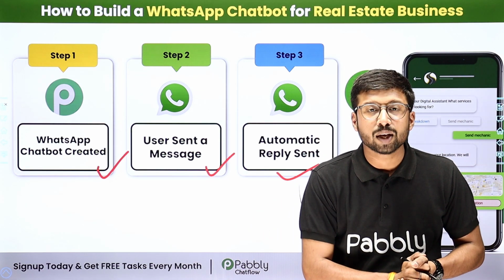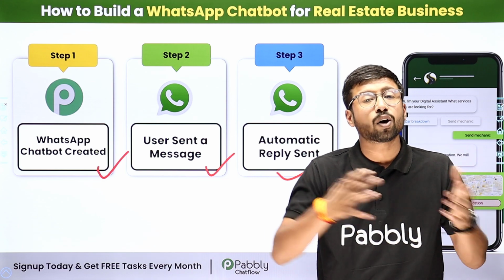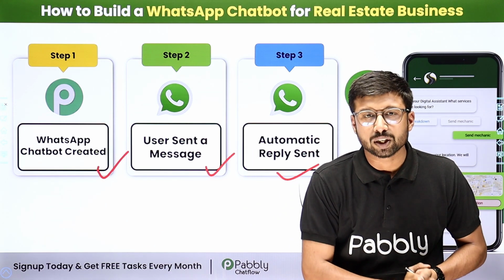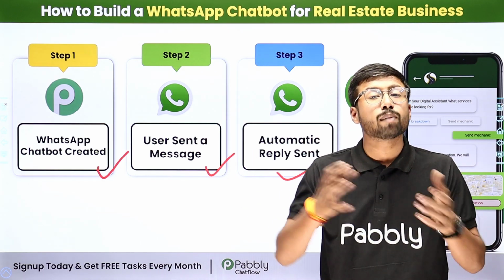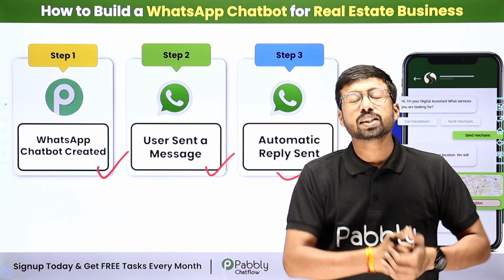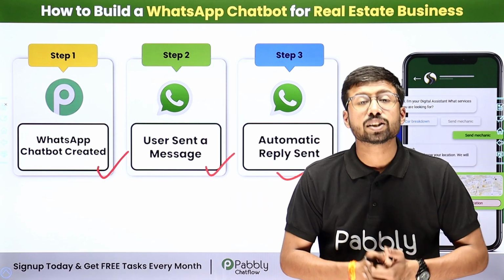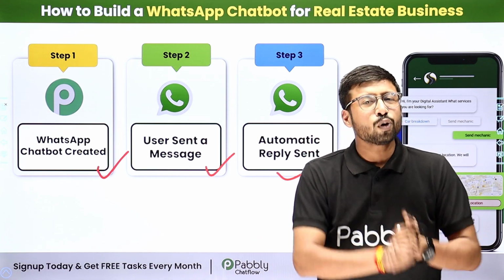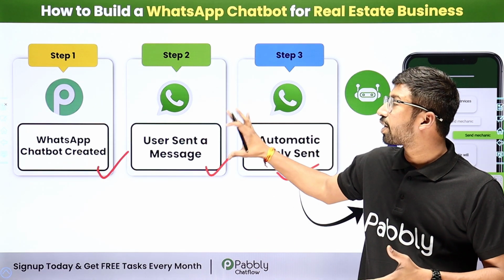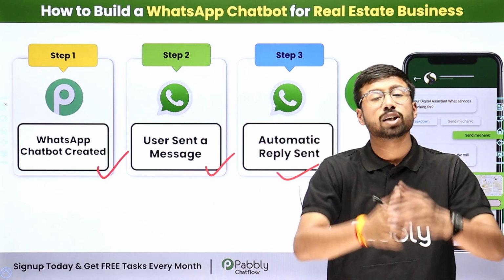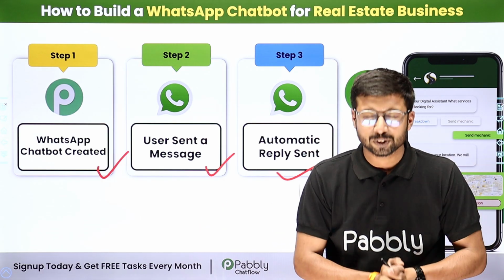At last, using the API module of Pabbly Chatflow, you can add all of these details in your Google spreadsheet, and if you want, using Pabbly Connect's automation platform, you can send some kind of recommendations to the new leads on WhatsApp as well. Now, if you want to learn how you can build this completely automated WhatsApp chatbot system, for that, let me just take you to my screen.